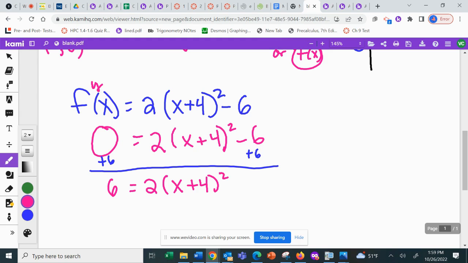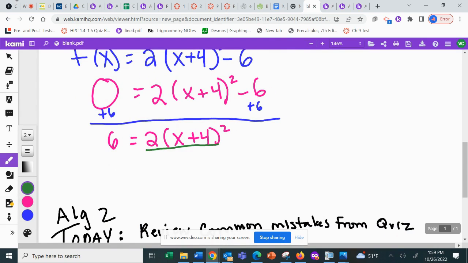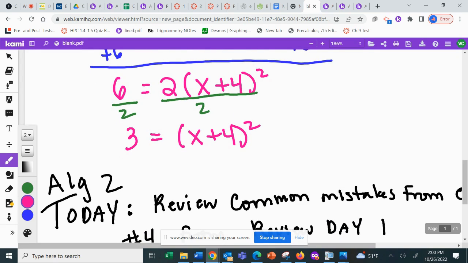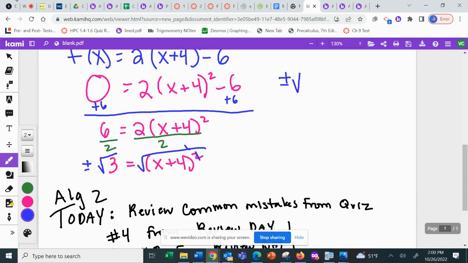What's the next thing that we do? Divide by 2. If there is a number in front, that's your next step. Divide by 2. Yes, some of you did it in the wrong order. So now I have 3 equals x plus 4 squared. What's the next thing I'm getting rid of? The squared, and we do that by plus minus square root. So the squared and the square root cancel out. I get plus minus square root 3 equals x plus 4.